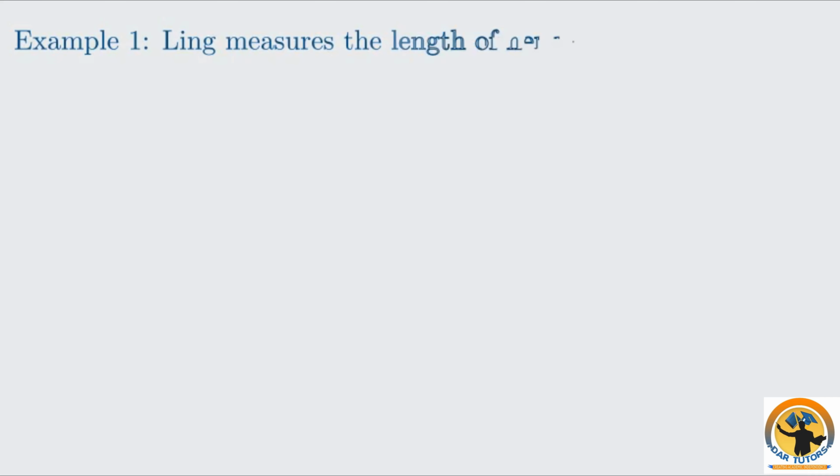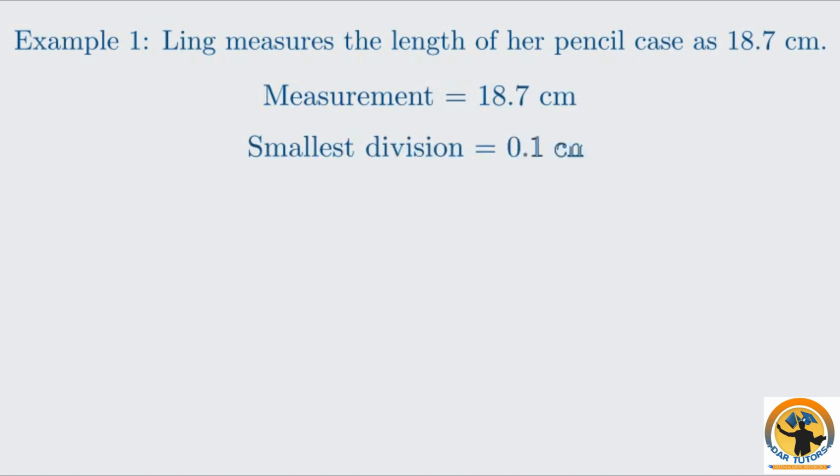Let's work through an example to solidify this. In this example, Ling measures a pencil case and records its length as 18.7 centimeters. Our goal is to find the range of possible values for the actual length, which we'll call L. We have a measurement of 18.7 centimeters. The smallest division this measurement was likely rounded to is 1 decimal place, or 0.1 centimeters. Following our rule, the accuracy is half of this smallest division, so the accuracy is plus or minus 0.05 centimeters.